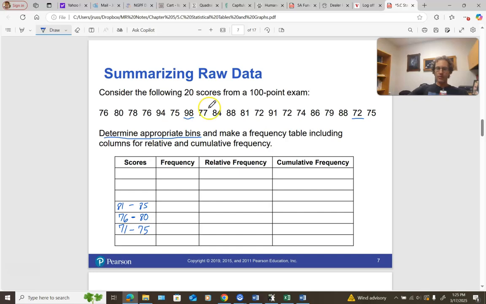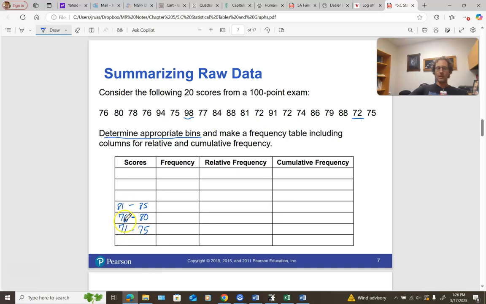Now, I want you to notice the difference between each consecutive upper bound. The upper bound of this lower bin is 75. The upper bound of the next bin is 80. The upper bound of the next one is 85. So these are going in 5s, aren't they? That's how you can figure out what these next numbers have to be.